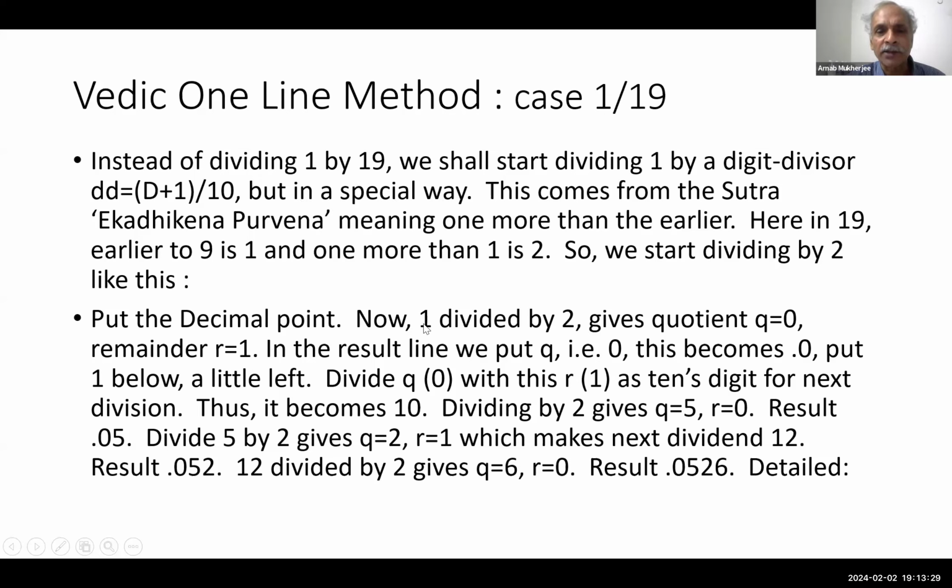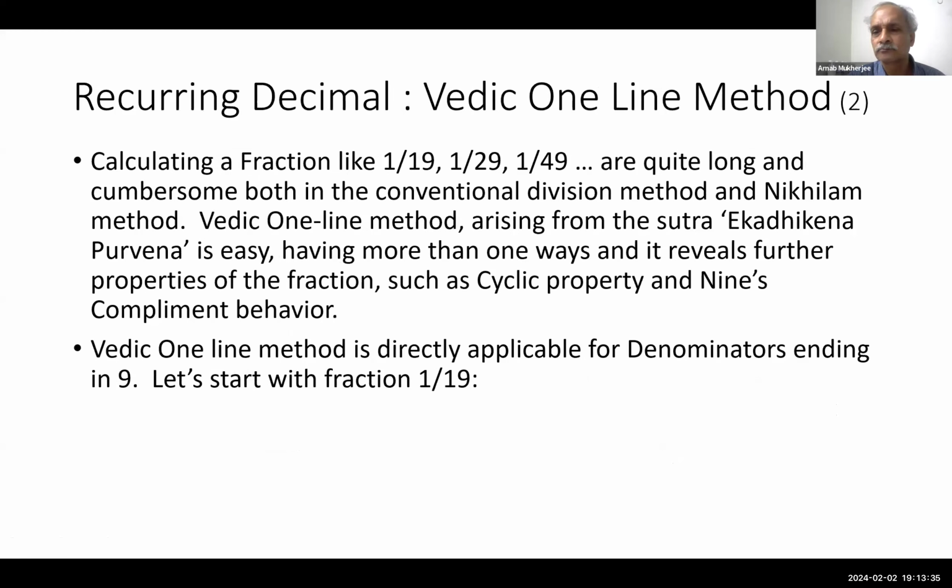Aditi, if I divide 1 by 2, what will be my quotient and remainder? You'll get 0.5. You won't have any remainder. No, I didn't get you, some sound problem was there. If I'm dividing 1 by 2, what will be my quotient and remainder? You would get 0.5, right? Remainder, you wouldn't get anything, right?